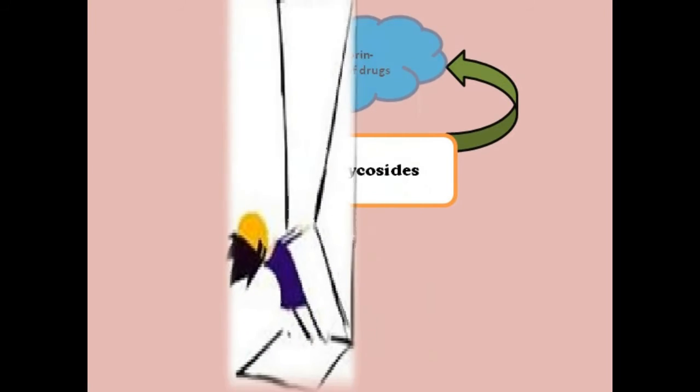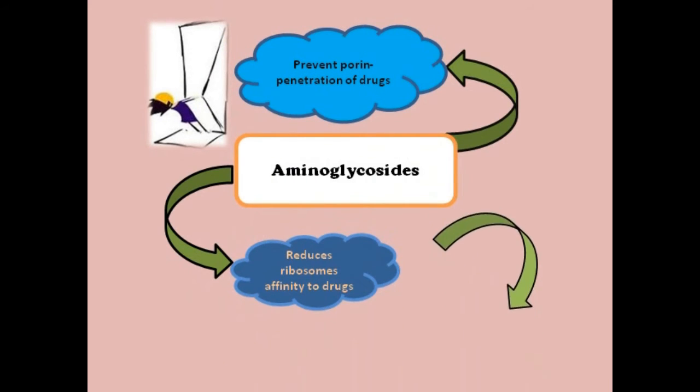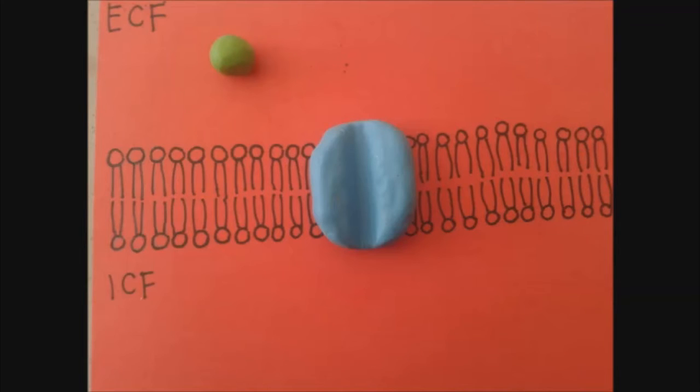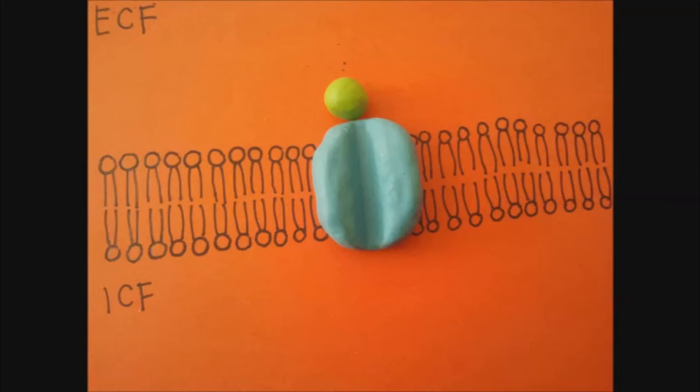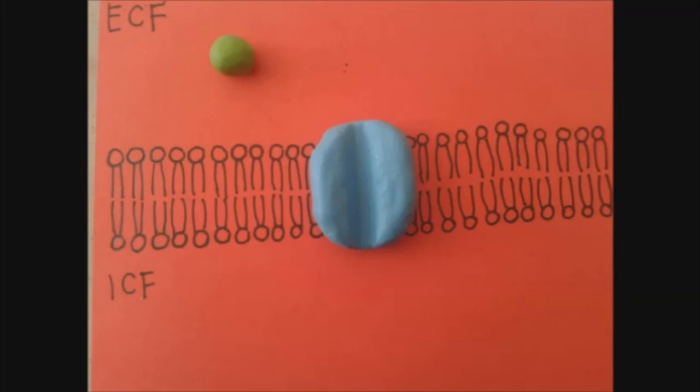There are a few factors that contribute to aminoglycoside resistance. First, the prevention of porin penetration. Second, reduced ribosome affinity to the drugs. And lastly, alteration of the drug by microbial enzymes. Due to the alteration of the protein, the drug is prevented from entering the cell.